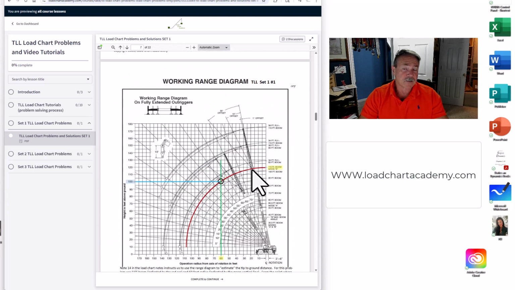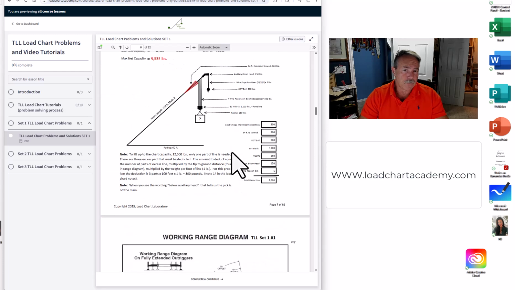And if it's an extra wire rope problem, I show you how to use the range diagram to find the tip to ground distance, which is necessary to calculate your wire rope deduction.